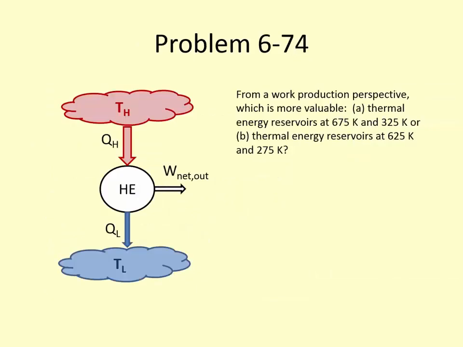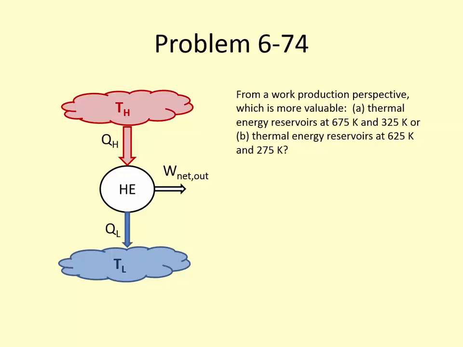So let's look at two different scenarios. From a work production perspective, which is more valuable? Thermal energy reservoirs at 675 and 325 K, or thermal energy reservoirs at 625 and 275 K? So if you want to figure out which one is more valuable, how would you approach that, or how would you look at it? What would be a way to compare those two sets of thermal energy reservoirs?